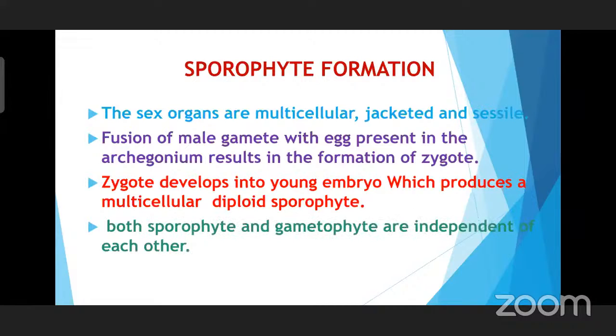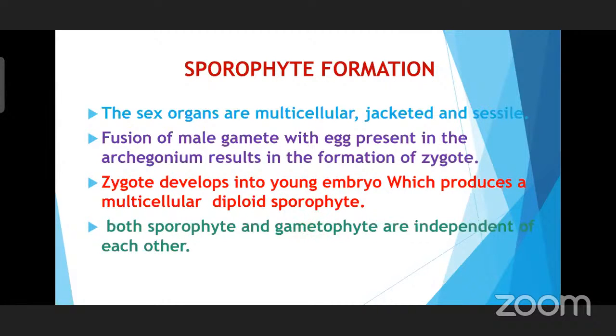Both sporophyte and gametophyte are independent of each other. As you know, this sporophyte is completely independent, bearing the roots, rhizoids, the stem, and the sporophylls. And the gametophyte is also independent. The gametophyte comes from the spores given by the sporophyte, and it is heart-shaped.